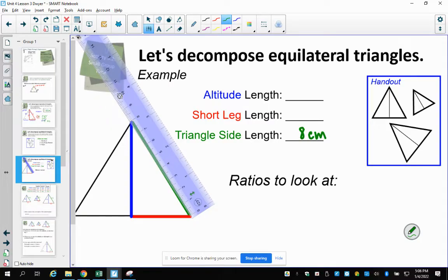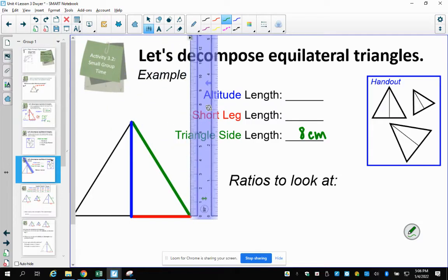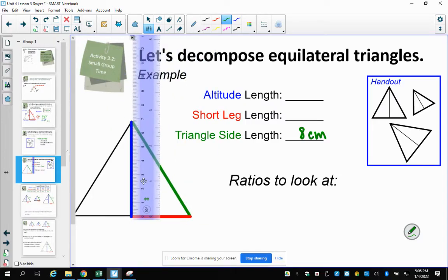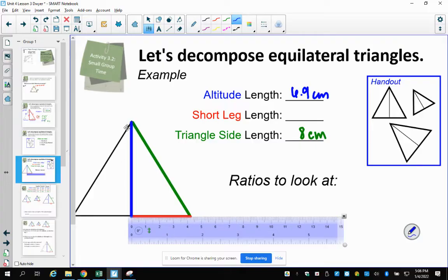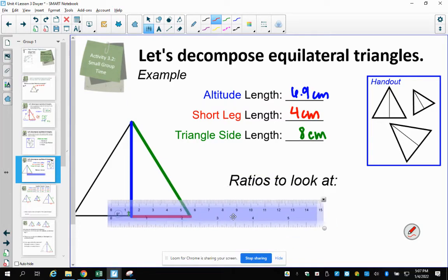I need you to measure the altitude, so go ahead and measure the altitude and get that written down. That's about 6.9. So the altitude in each triangle. And then also the short leg created by the altitude. You'll notice this kind of triangle over here. So the short leg, not the whole side, just this short leg. How big is that short leg? For mine, it's 4 centimeters. So measure all of those in each of your triangles.